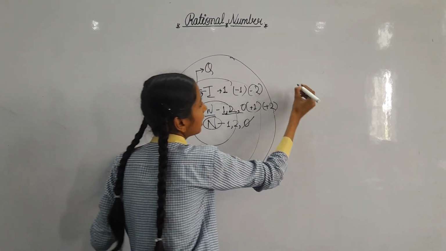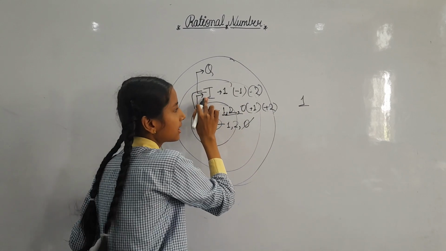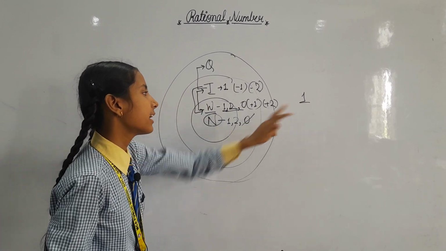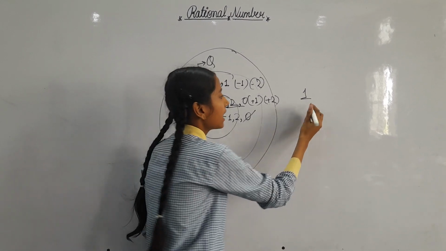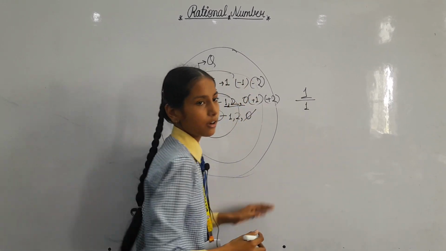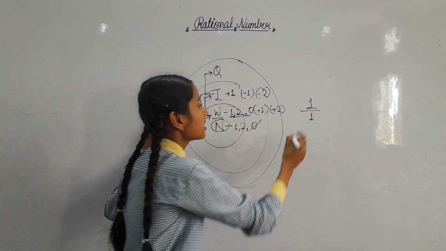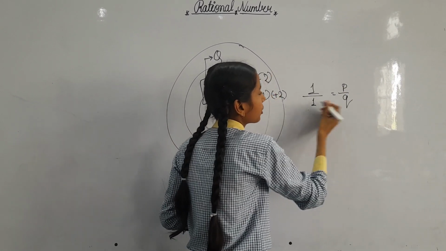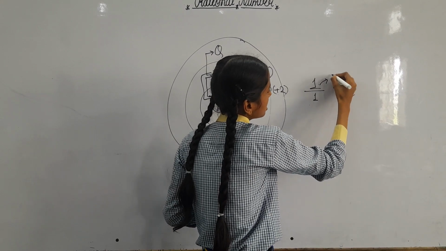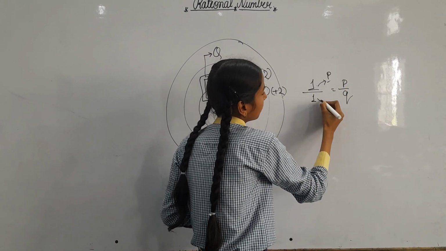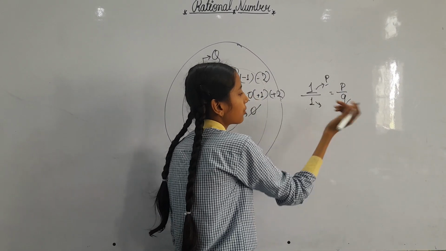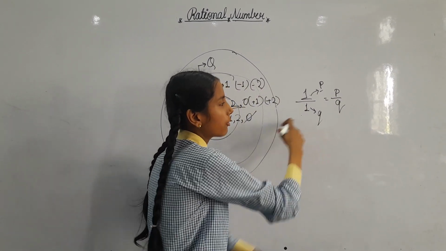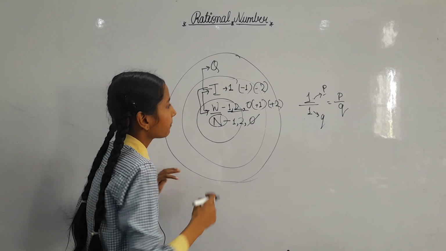For example, if we take 1, it is an integer, and 1 has an unwritten numerator, so it contains the numerator with 1. The rational number says that any number expressed in the form of p by q, and 1 is also in the form of p by q, so we can say that 1/1 is a rational number.